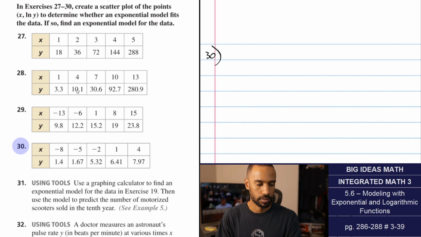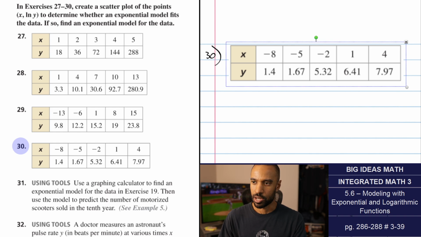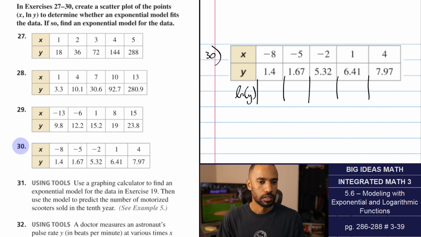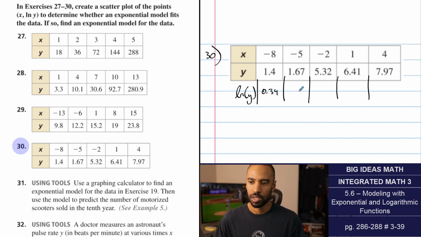Number 30, we have natural logs going on here. Common difference of 3 on x, okay. And then let's natural log these ones. Natural log of y. 1.4. 5.32. That was a big jump. And then a small jump, 6.41. Oh, this might not be good. Let's see some of these numbers. Okay, 0.34 is this natural log, and then 0.51, 1.67, 1.85.